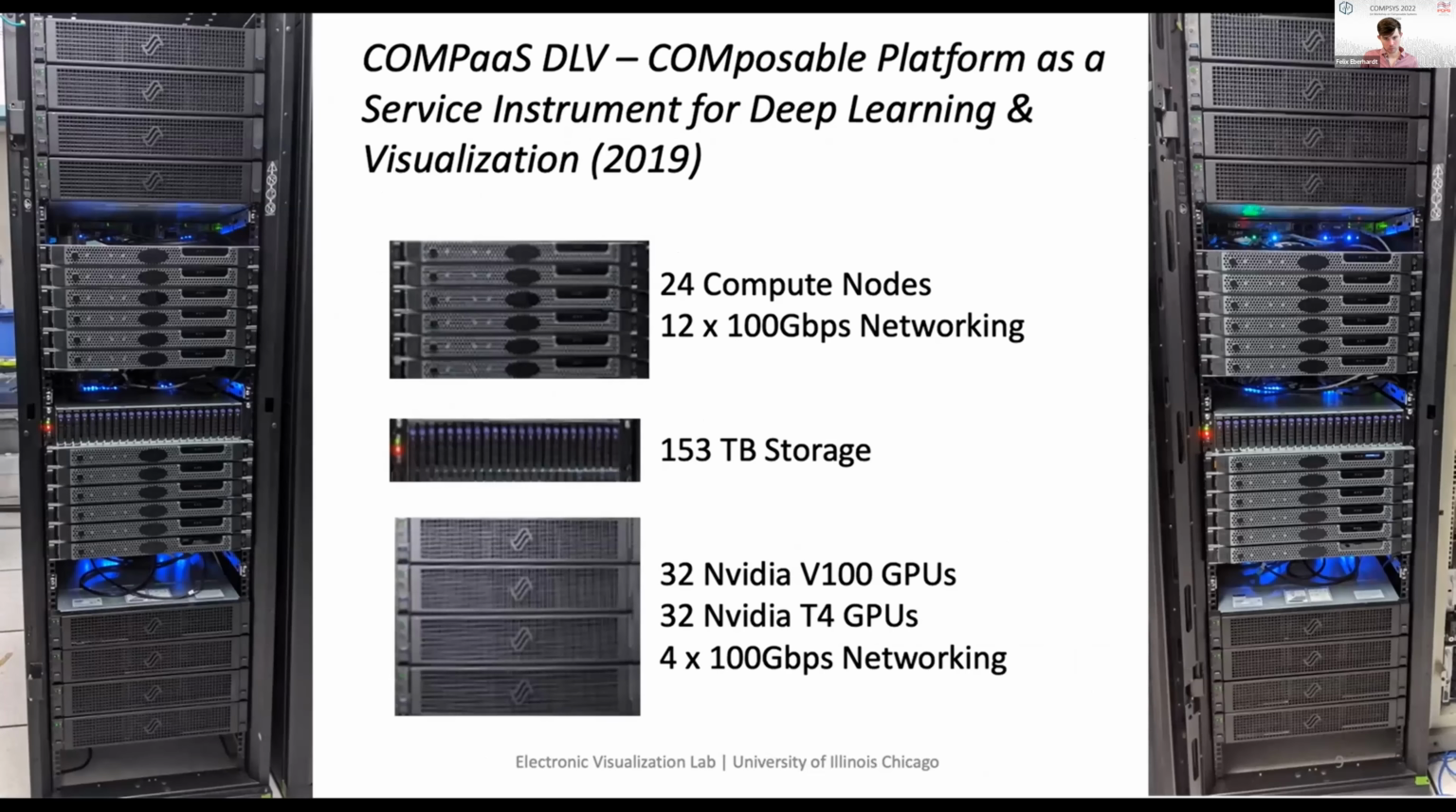So this is our COMPSYS DLV system. This is our composable infrastructure that we deployed. It's 2 racks, 24 compute nodes, 1,200 gigabit per second networking cards, 153 terabytes of storage, 32 NVIDIA V100 GPUs, 32 T4 GPUs from NVIDIA, and then also 4 additional 100 gigabit NICs that are composable so that we can move them between the different nodes.